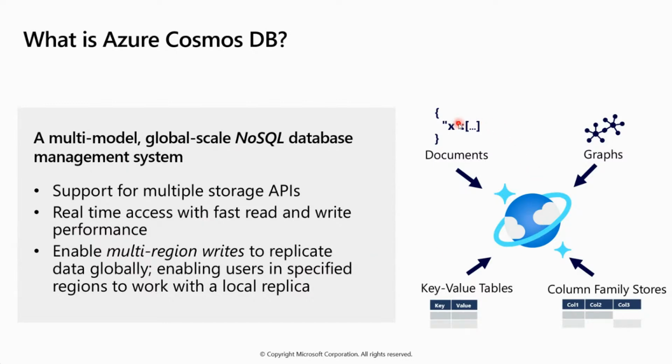We have this particular data, like structured, semi-structured, and unstructured. If you observe these documents, it is nothing but a JSON kind of implementation, and you can see graphs where you can establish this particular data. So what is Azure Cosmos DB?